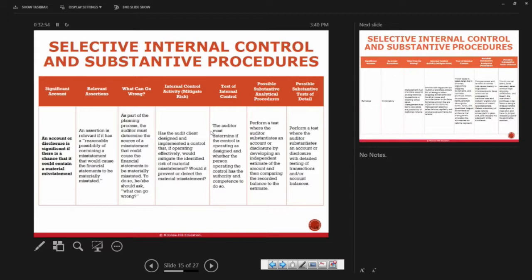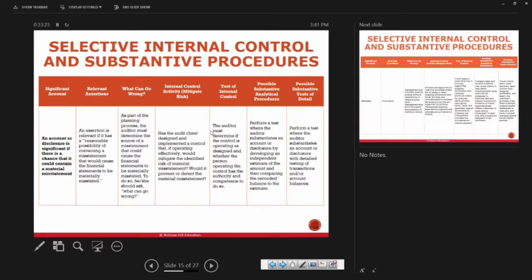Then the auditor says, well, what can go wrong, relating it to that assertion? What could go wrong is the source of the misstatement that could cause the material misstatement. And then assess the controls in place. Is there a control activity in place that mitigates that risk?